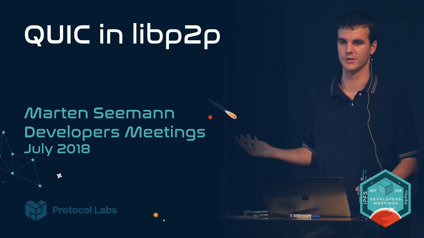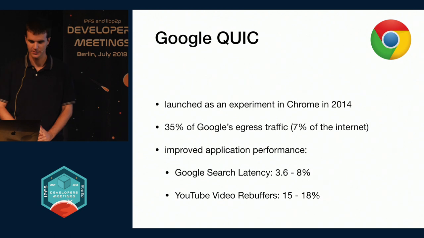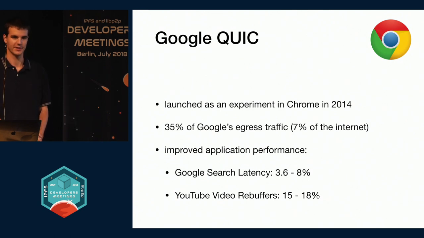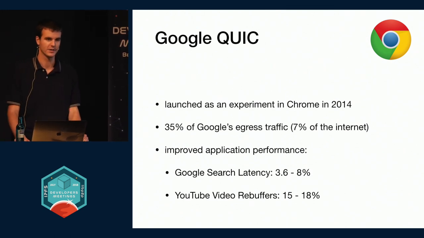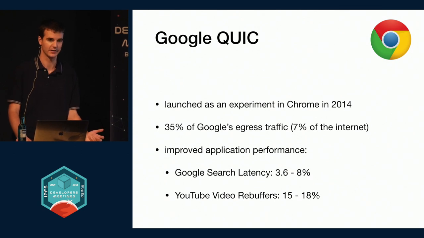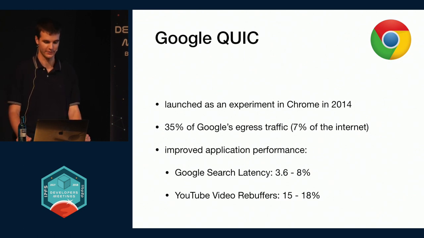QUIC. The QUIC protocol was developed by Google in 2014. They started an experiment with both their Google front-end servers and Google Chrome. So if you've been using Chrome and connecting to any of the Google services, Google Search, YouTube, Maps, whatever, there's a high probability you've been already using QUIC for years now.